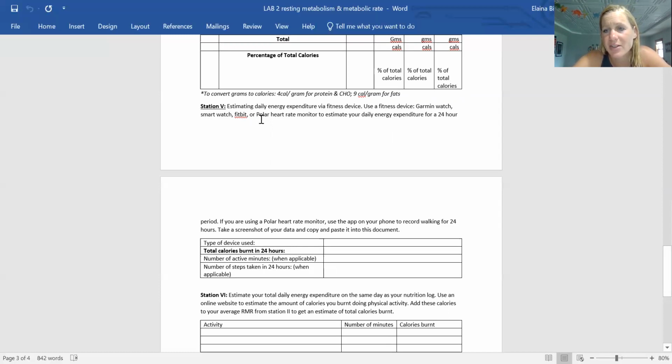Polar heart rate monitor is like the worst option. It's the least accurate of all these measures. But if we don't have an option, then we can do that. Again, I want you to be on top of this assignment so that we can get the most accurate results.